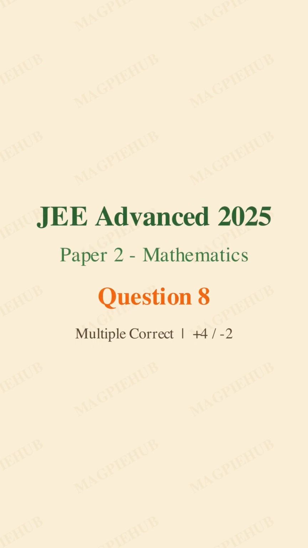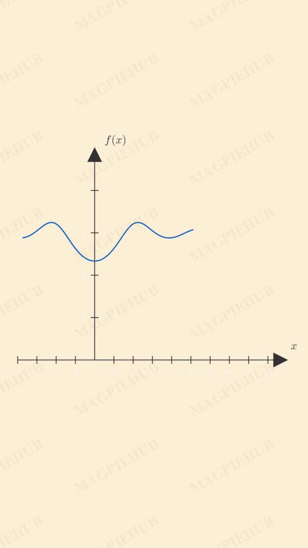JEE Advanced 2025, Paper 2, Mathematics, Question 8. Let us visualize the function f of x equals (6x plus sin x) divided by (2x plus sin x). At x equals 0, f is defined to be 7 over 3.